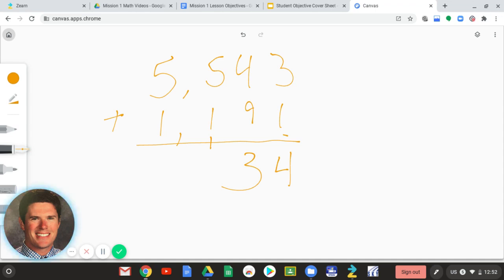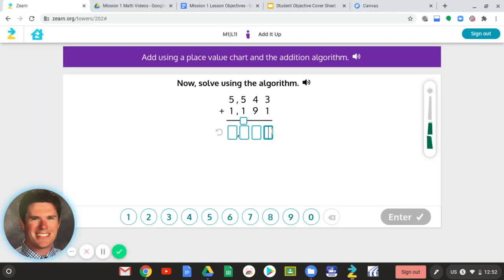Some of you might have been taught to write it up above. Zern always has you write it below. It's kind of their thing. So 9 plus 4 is 13. So I had more than 10, so I carried 1. And then 5 plus 1 is 7. And then 5 plus 1 is 6. 6,734. And I'm just filling in what I did there.